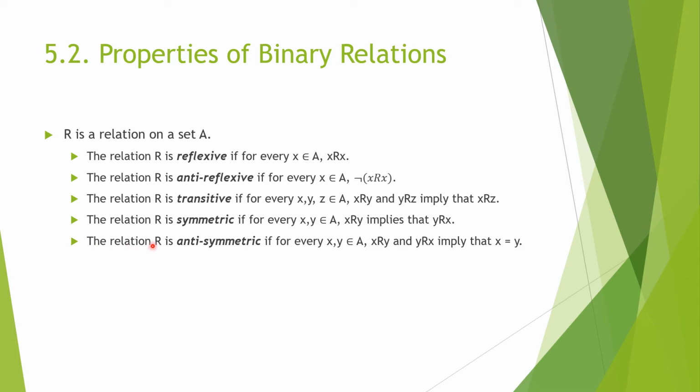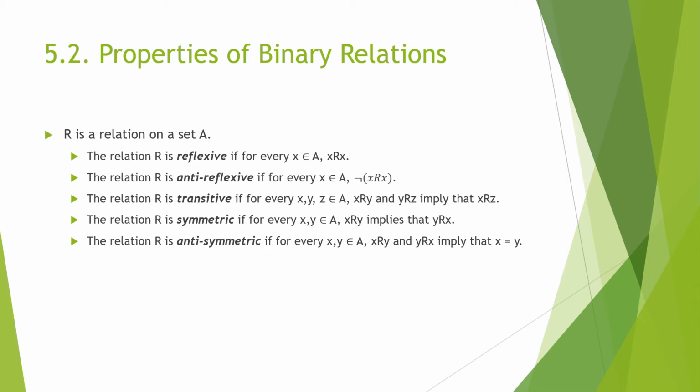Then we define an anti-symmetric relation. A relation R is anti-symmetric if for every two elements x and y in domain A, x related to y and y related to x implies that x and y are equal. In other words, if you consider the contrapositive of this definition, if x is not equal to y, then either x is not related to y or y is not related to x.